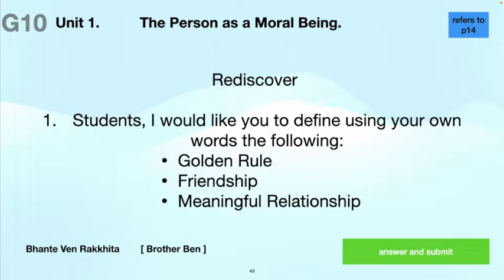So, students, I would like you to define, we're now on page 14 of your PDF. This first part isn't precisely on the text, it's just a note for you to consider. I would like you to define, using your own words, the following: 1, golden rule, 2, friendship, and 3, meaningful relationship. And answer and submit those, please.